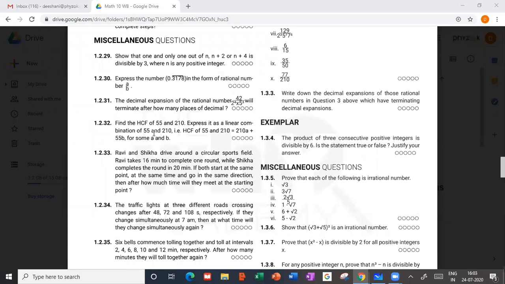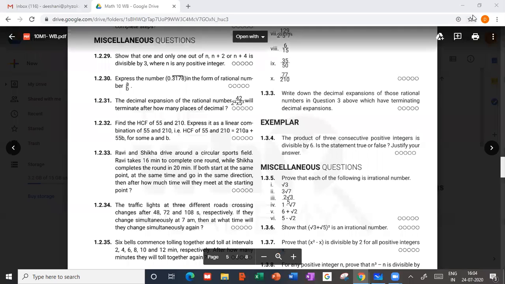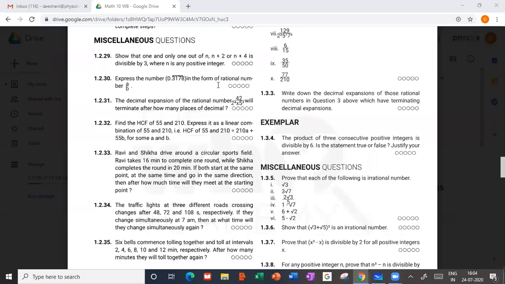Ravi takes 16 minutes to complete one round while Shikha completes the round in 20 minutes. If both start at the same point at the same time and go in the same direction, then how much time will they meet? Then after how much time will they meet at the starting point? HCF or LCM? LCM.